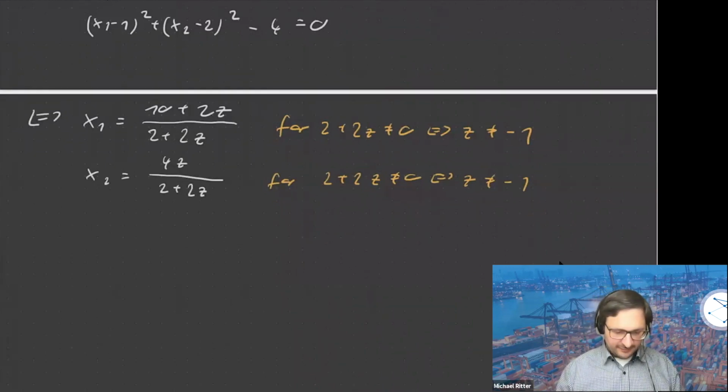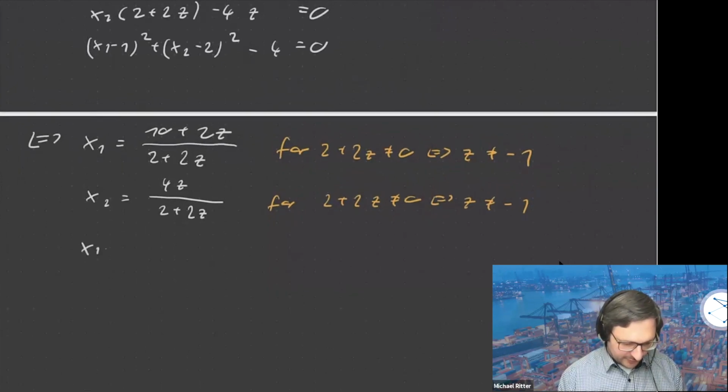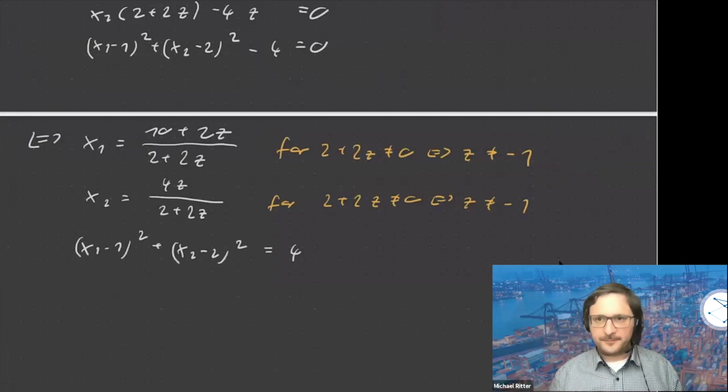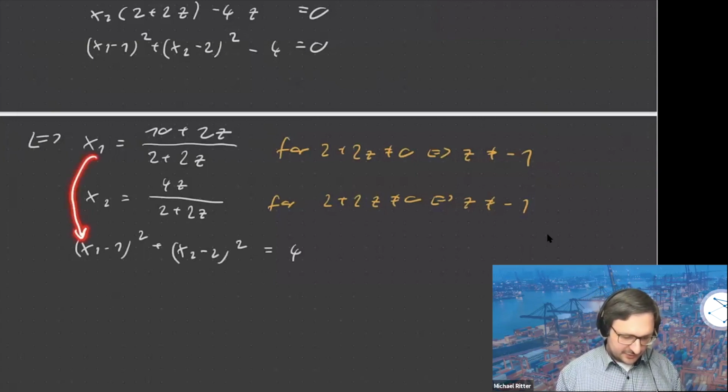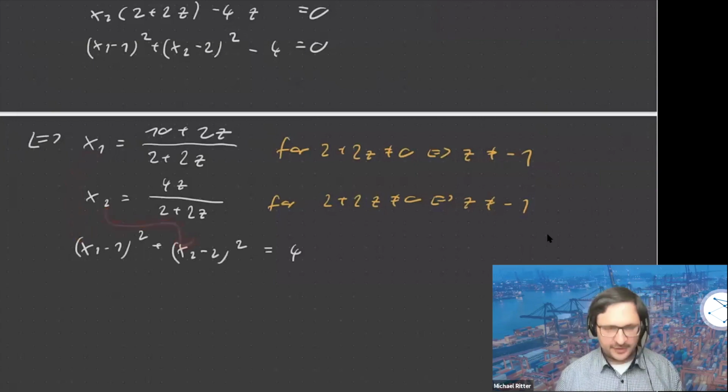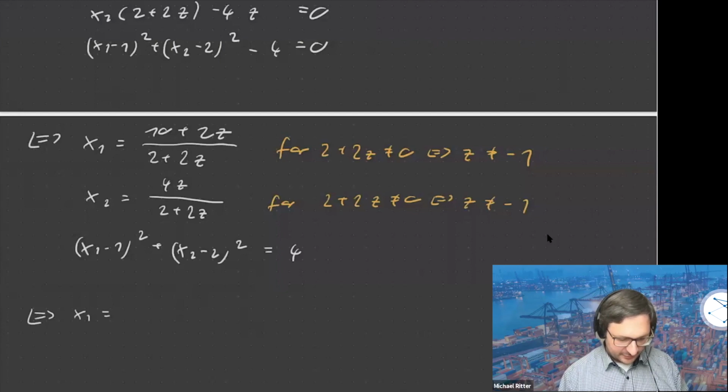And finally, we have that equation here, x1 minus 1 squared plus x2 minus 2 squared equals 4. Let's just get the 4 on the right-hand side. Okay, well, if we have that, then we could just take x1, substitute it here, x2, substitute it here, and then we have an equation that only contains z, and hopefully we can solve that. Okay, so this is the case if and only if the x1, x2 remain unchanged. Just copy those two.